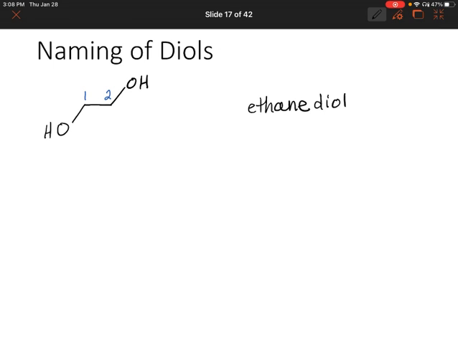But we want to indicate where those alcohol groups are located on the 2 carbon chain. So one is located at carbon 1, the other one is at carbon 2, so we'll just add 1,2 and a dash in front. So this is 1,2-ethane diol. Now there is another way that you could name this. It's more of a common name. So this could also be called ethylene glycol.